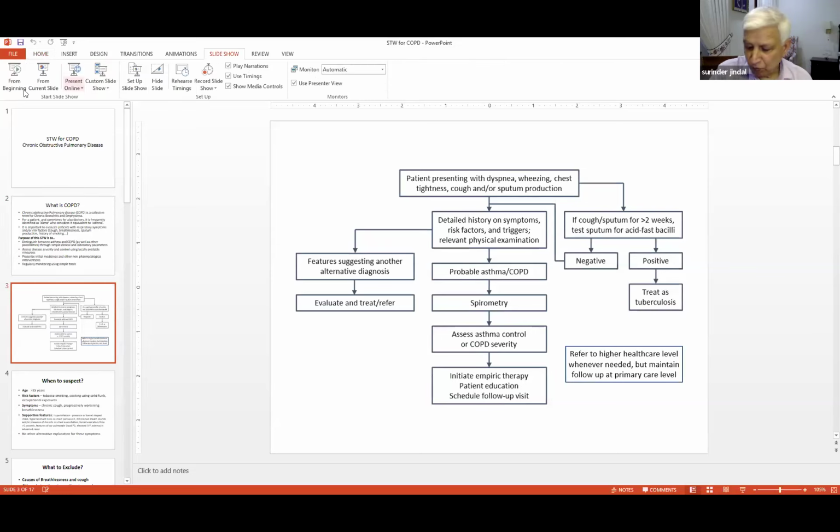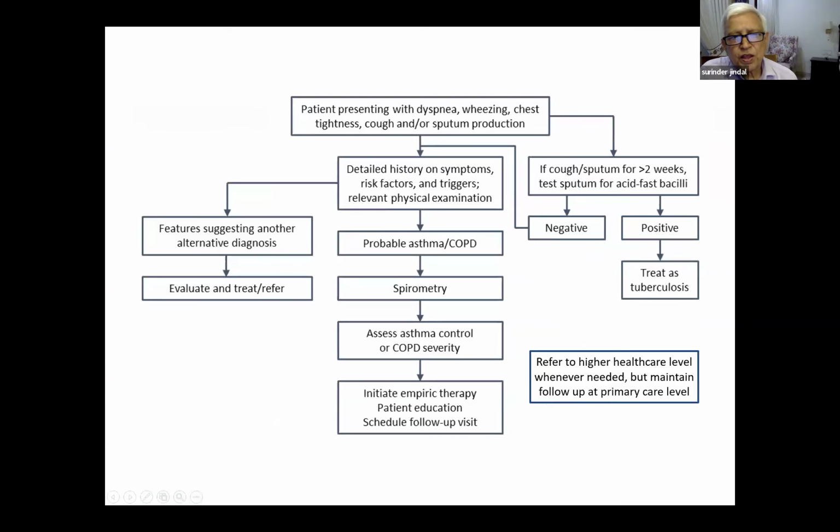All right. So how to really go ahead with the diagnosis? By and large, the patient will come with symptoms rather than the diagnosis. I think that is one common issue which doctors face. So a patient presenting with breathlessness, wheezing, chest tightness, cough and or sputum production, one can follow this arm of the algorithm. A detailed history, of course, is to be taken, with risk factors, triggers, and relevant physical examination. If these are suggestive, then it could be probable asthma or COPD.